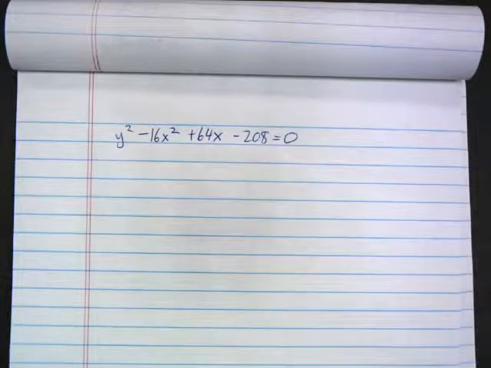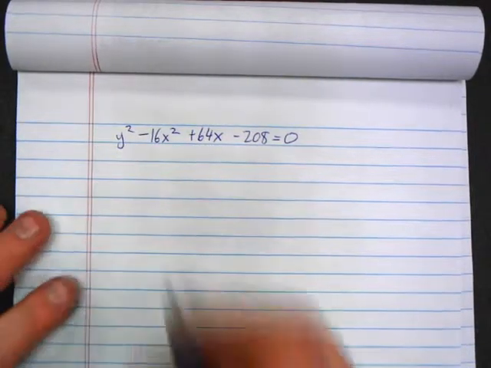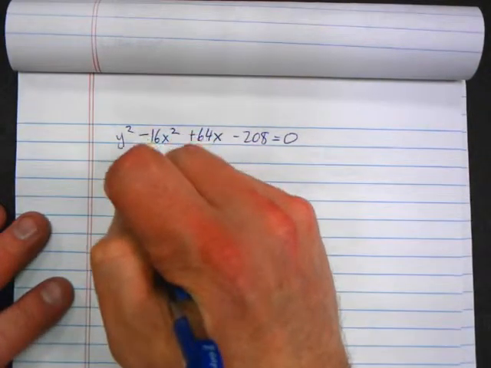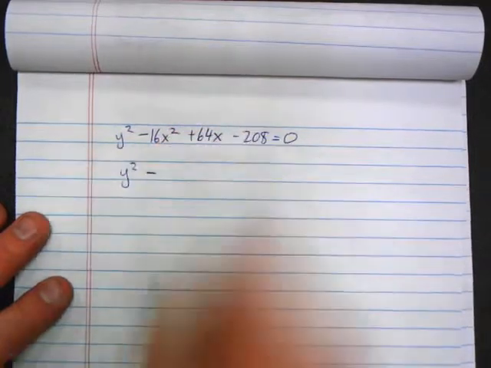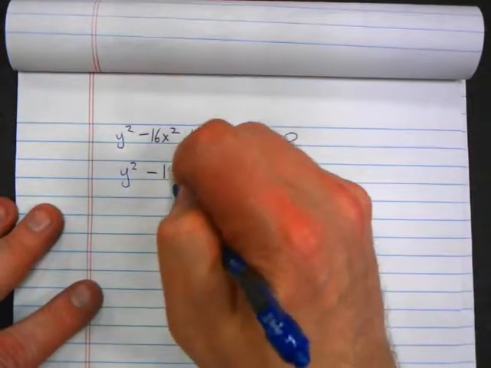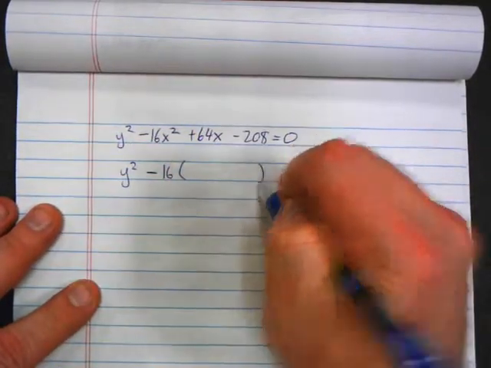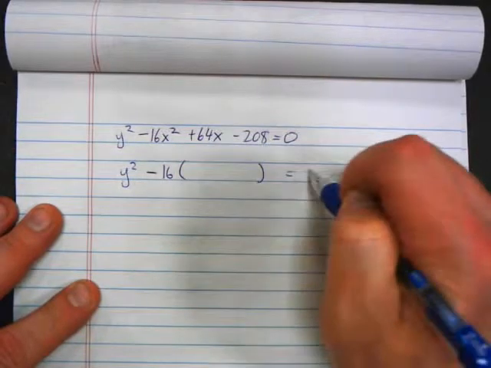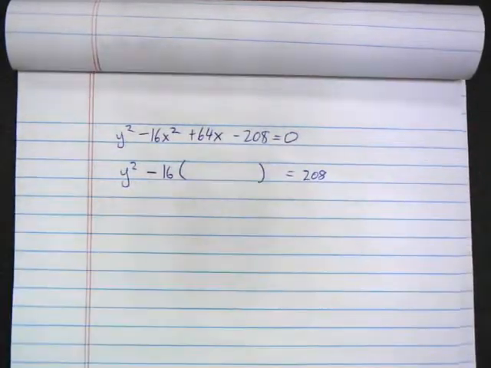What do you have to do? Complete the square for the x's. You don't have to complete the square for the y's because it's just a y squared. So we're going to write this as y squared minus. In order to complete the square on the x's, I'm going to have to factor out the 16, aren't I? So I factor out the 16. What's left inside?